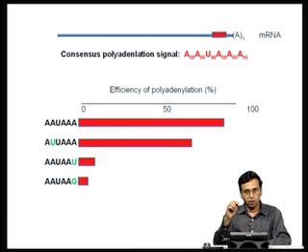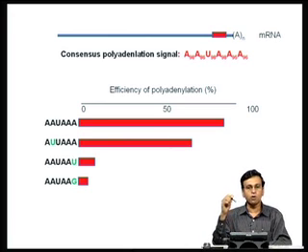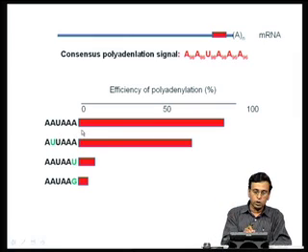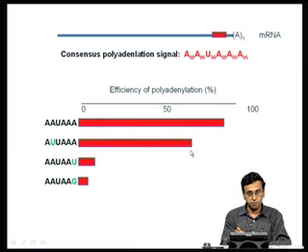To actually find out whether this sequence really has any role in the polyadenylation signal, people did some mutagenesis experiments. So you can see, if you take the efficiency of polyadenylation of a normal messenger RNA containing the AAUAAA sequence as 100%, and you now mutate the second A residue to U, the efficiency dropped down to more than 60%.